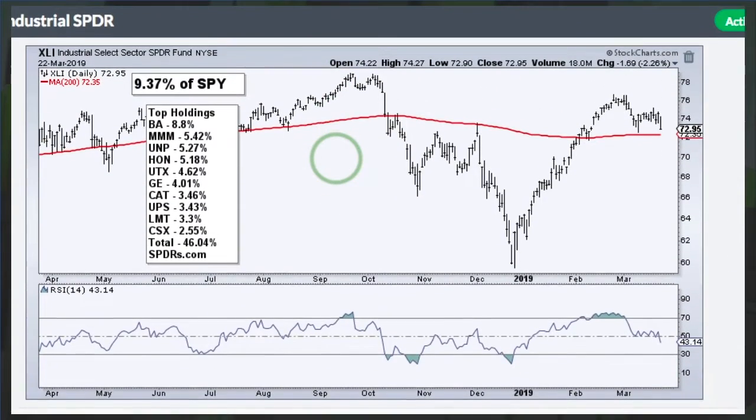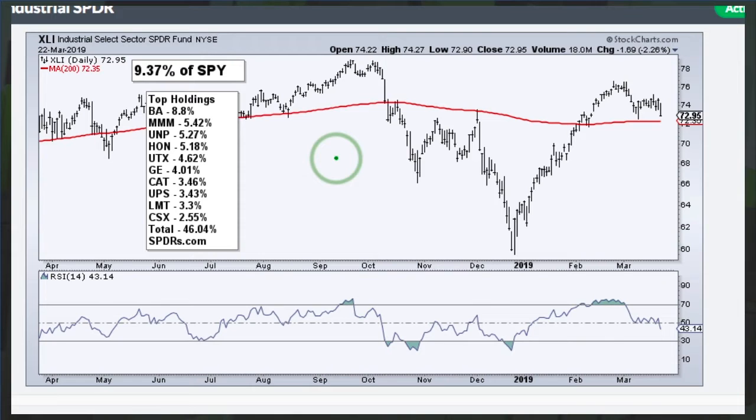Then we have industrials, and we can see that the biggest holding is Boeing. And that holding, of course, dropped significantly with the Boeing decline of late. And you can see that the sector is around 9.37% of SPY.